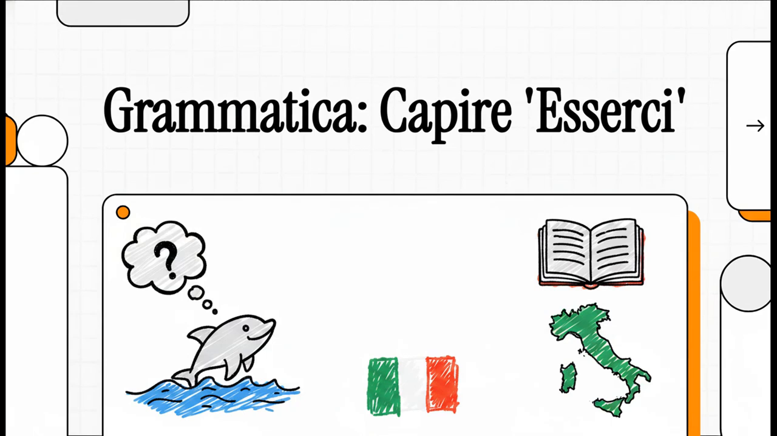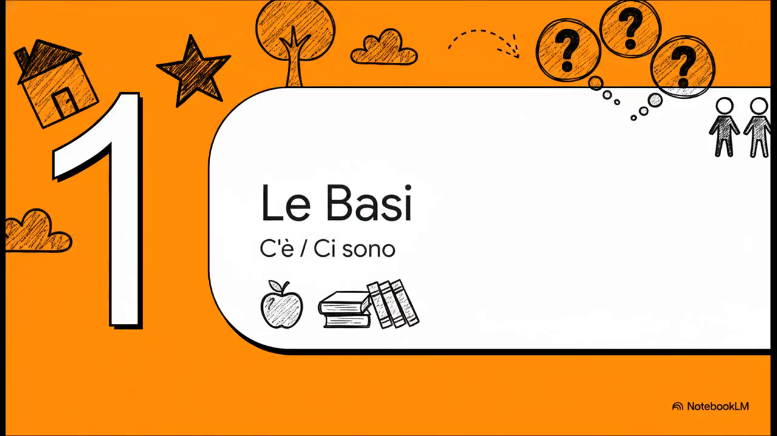All right, let's jump right into one of the most useful concepts in Italian grammar, the verb esserci. You've probably seen c'è and ci sono and wondered, what's the deal with them? When do I use which? Well, you're in the right place because we're about to clear all that up. Let's get started.